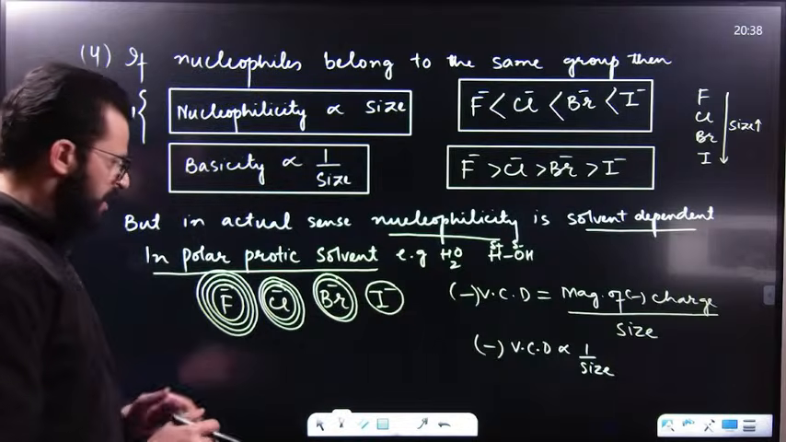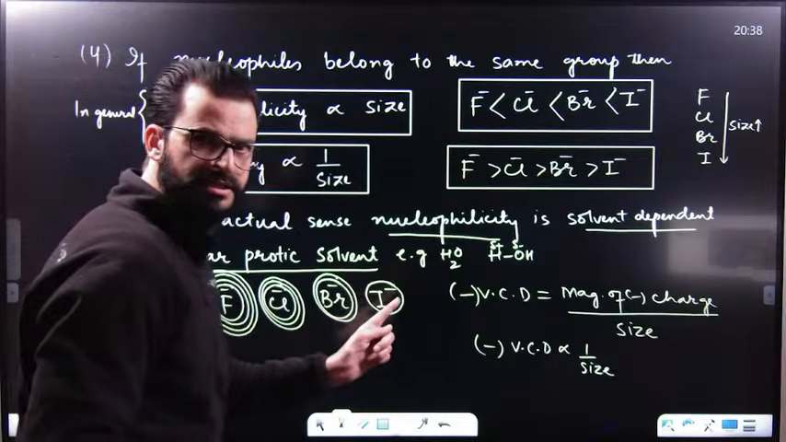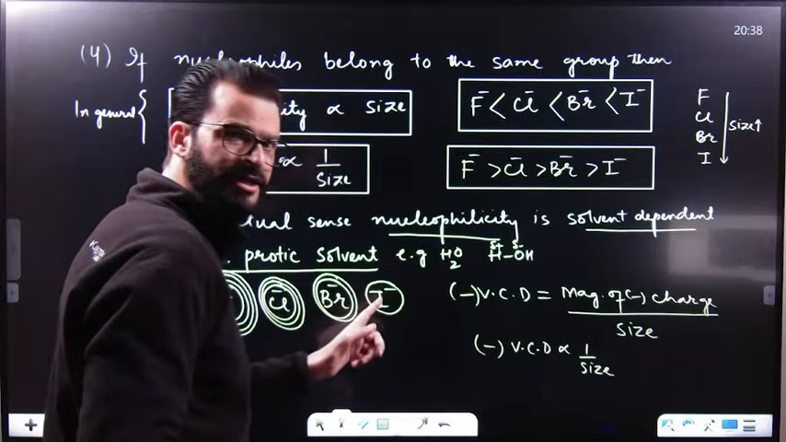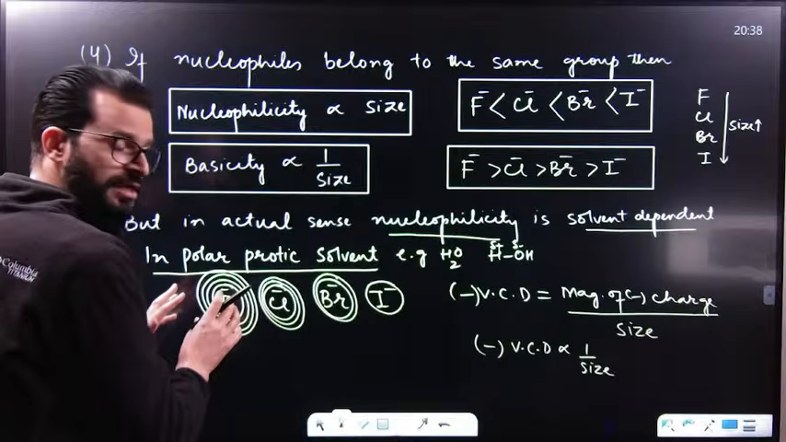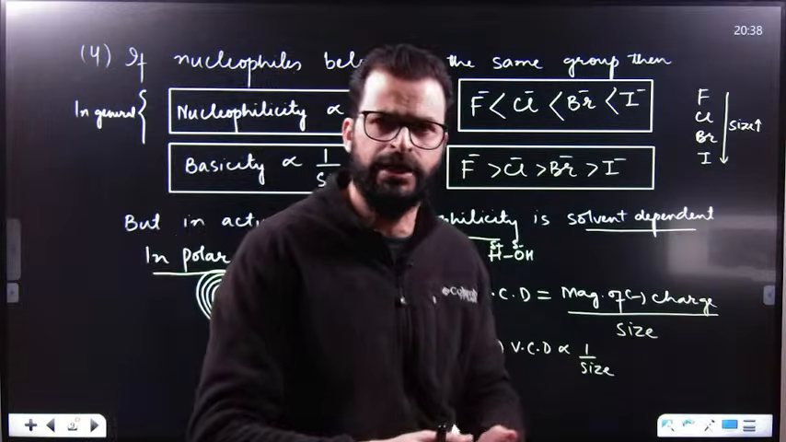Now, tell me. If more solvent molecules are surrounding F minus as compared to I minus, can I say I minus is less hindered, less surrounded, as compared to F minus? So if it is less surrounded, it will attract the electron deficient site.